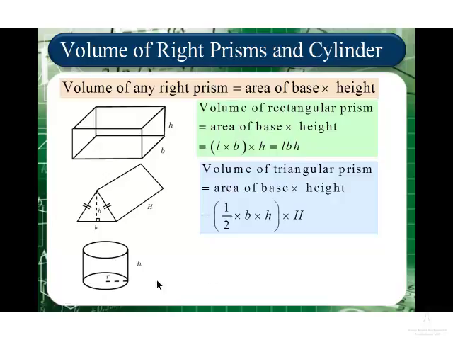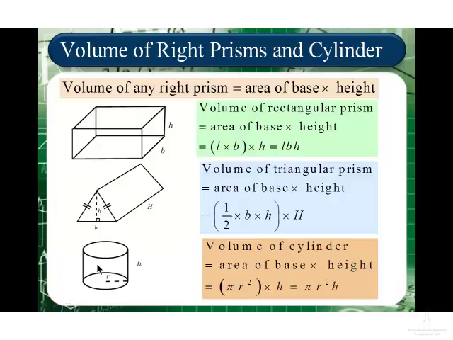We need to find the area of the circular base times the height as indicated, being the distance between the base and the top of the cylinder. And if we substitute, the area of the circular base will be pi times r squared, times the height, in this case h, which gives us the formula for the volume of a cylinder with radius r and height h, being the distance between the base and the top of the cylinder.